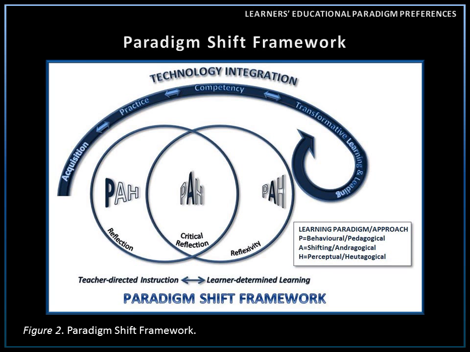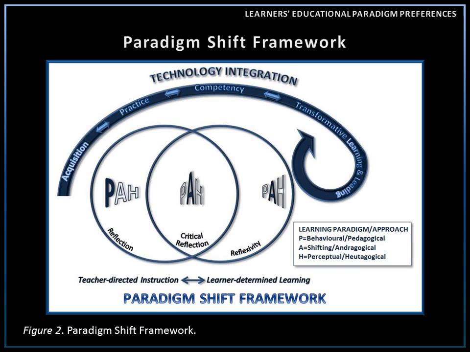Because no frameworks, models, or taxonomies that included the integration of emergent technologies from within different educational paradigms could be found, a paradigm shift framework was developed for the study. This framework merges a paradigm shift model, illustrated as a Venn diagram, with an Omni-tech taxonomy, which is illustrated as a blue arrow over the model in this slide. This framework captures the learner's level of emergent technology integration within pedagogical, andragogical, and heutagogical learning environments.